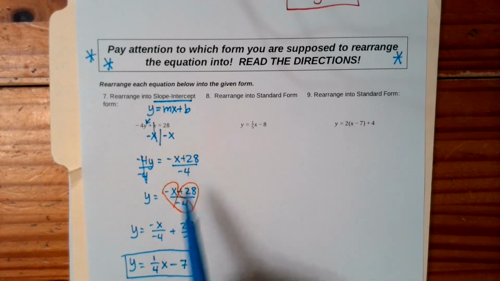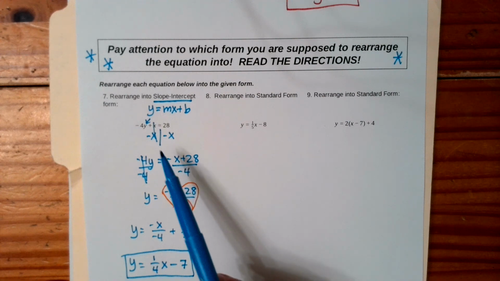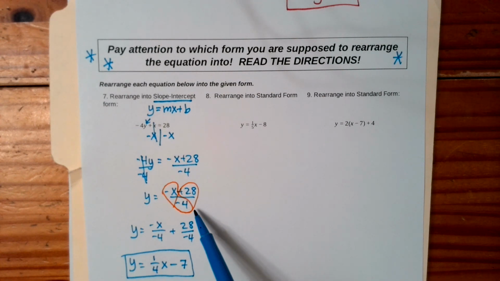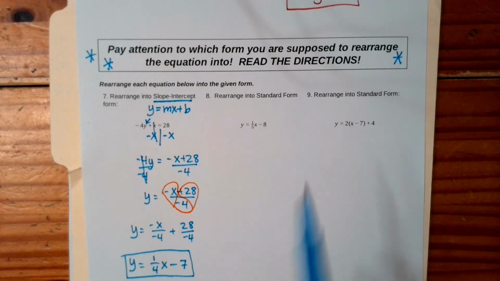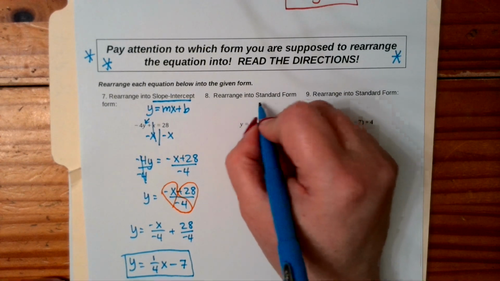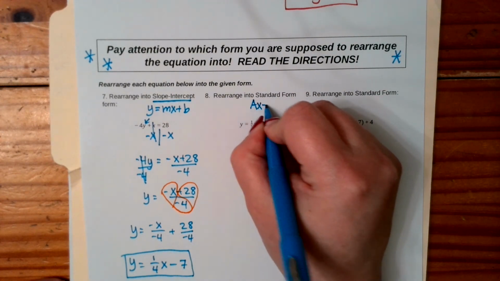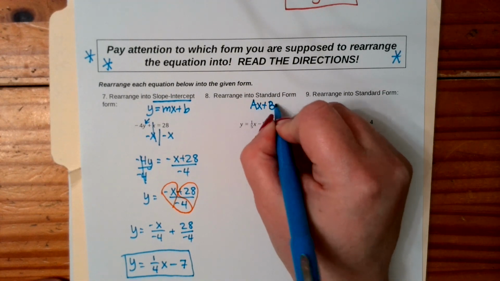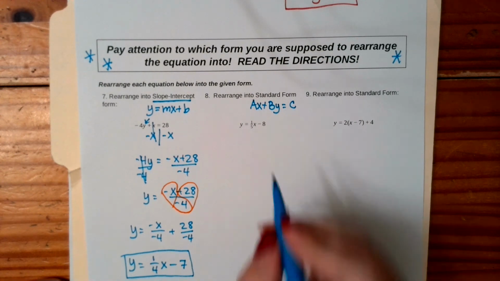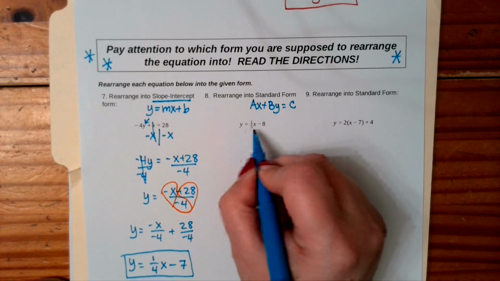All right, I feel like this one is probably the hardest because we have to remember how to solve for y, and then we also have to remember this division piece. Okay, I'm going to do question 8 with you also now. So rearrange into standard form. That means we need to get the x and the y on the same side, and we can't have any fractions. So if we look, x and y are not on the same side.